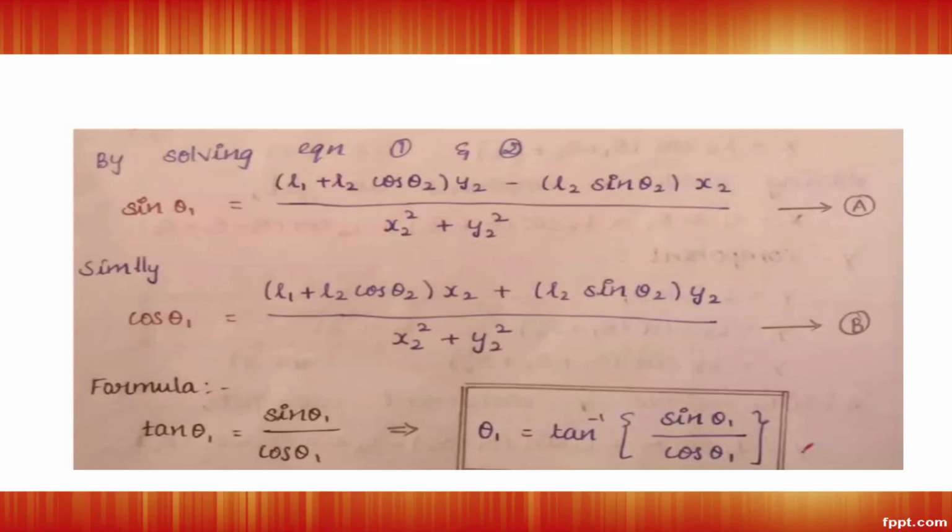Here, in terms of sin theta 1, tan inverse, we have to put that equation. After that, in terms of cos theta 1, we have to put equation b. So we have to derive the final equation. That's all about inverse kinematics of 3 degrees of freedom in a 2D manipulator.